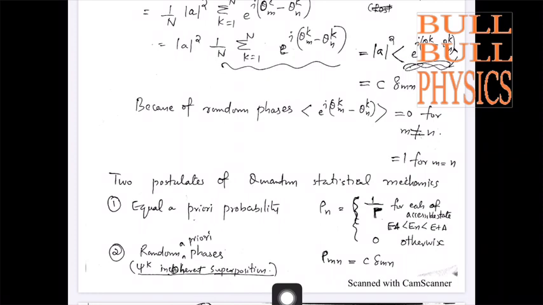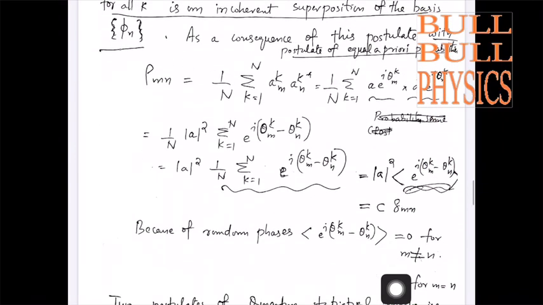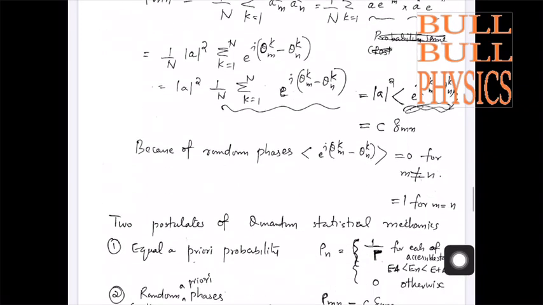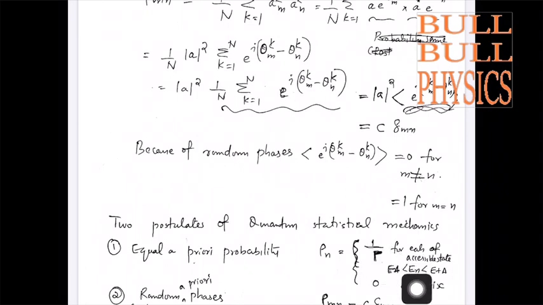Psi k is an incoherent superposition of the states, which means the phases are all random, and due to that we have rho mn equal to c delta mn. The off-diagonal elements are 0 and the diagonal elements are all equal, equal to c, which is equal to 1 by gamma.